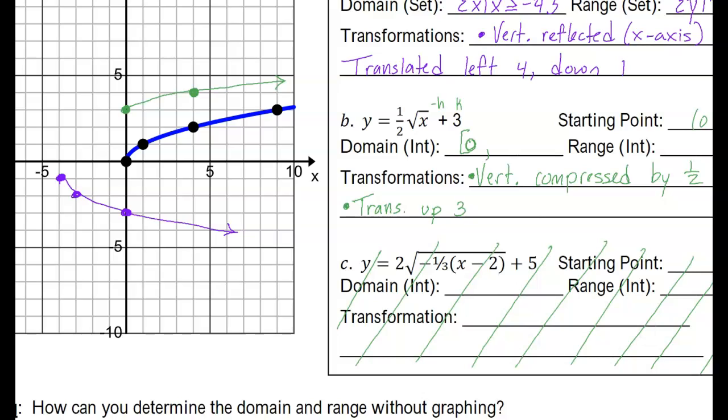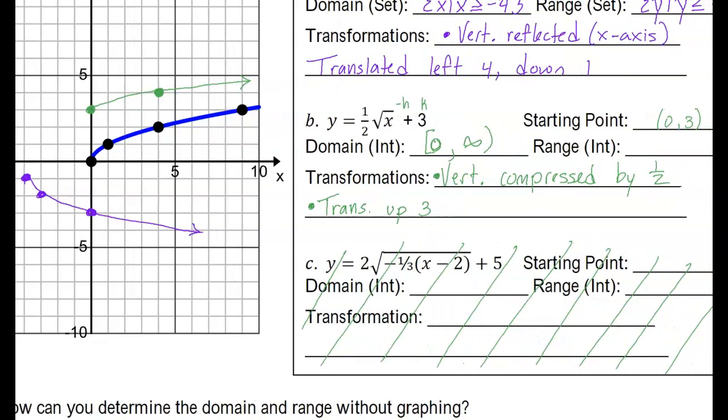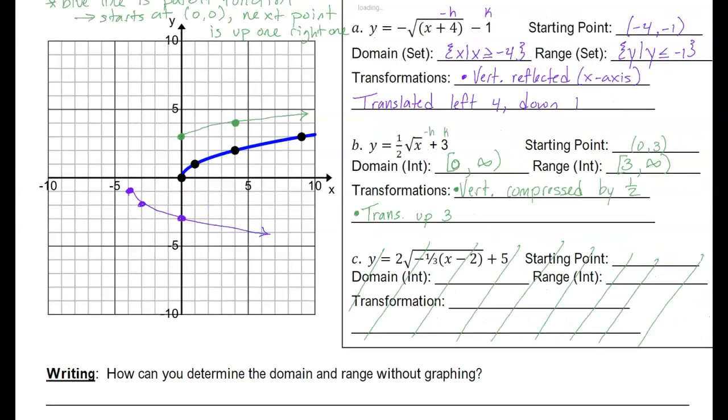And what is our greatest x value? What do you go up to? Infinity. What do I put next to infinity? A parenthesis, because you can never be equal to infinity. What about range? What's our lowest y value? 3. Is it equal to 3? Yes, it is. So I put a bracket. And what's our greatest y value? Infinity. And what do I put next to infinity? Parenthesis, because we cannot equal infinity. Any questions on these two graphs?